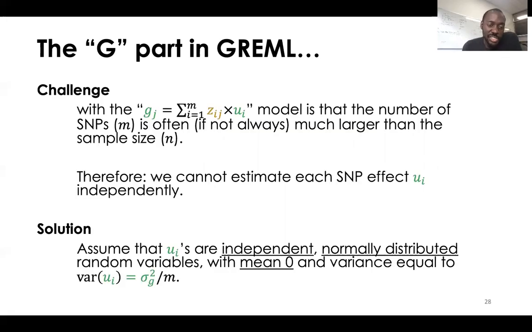But this challenge has a solution. I cannot estimate the SNP effects per se, but if I assume the SNP effects to be random, maybe I can estimate a property of their distribution instead of estimating them directly. So let's follow that reasoning and start making some assumptions about the distribution of SNP effects. We assume that SNP effects are in fact random variables, and that they are independent.